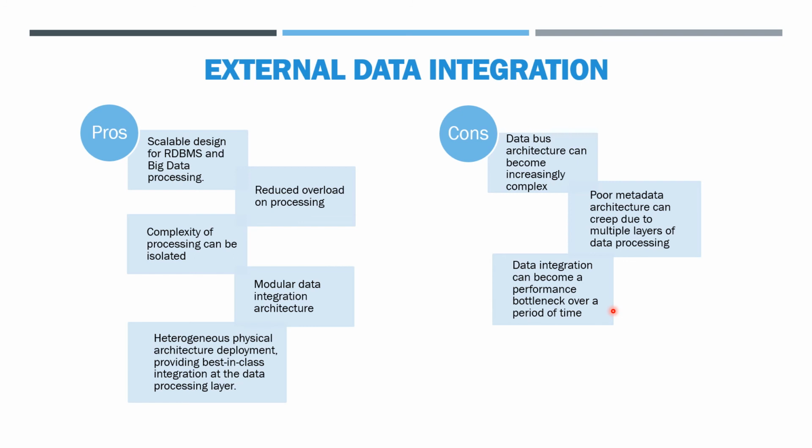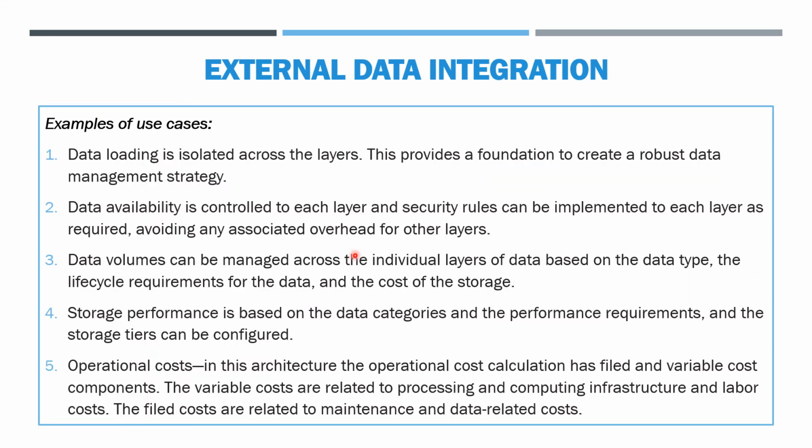Okay, next is the example use cases for this type of integration architecture. There are 5 examples of use cases. First one is data loading is isolated across the layers. This provides a foundation to create a robust data management strategy. Second is data availability. So it's based on average ranges of data loading, data availability, data volume, storage, performance, and operational cost.